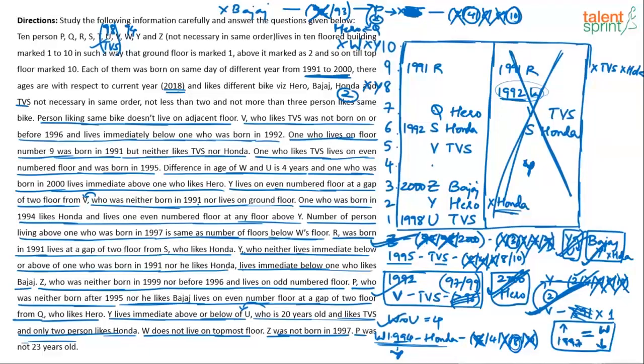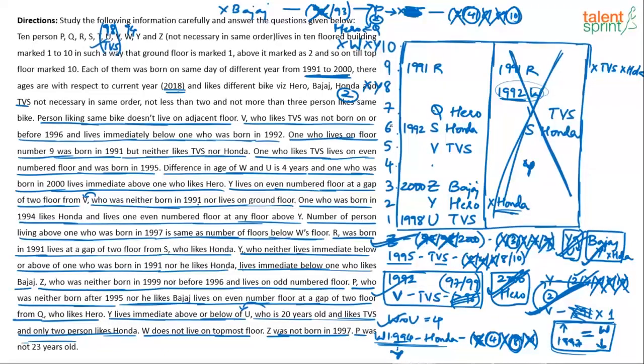Okay, now I think what I would want to try is this particular piece. W 1994 Honda. This is important. It can be 4th floor or 8th floor, we know, right? W can either be on 4th floor or 8th floor. Now, there is another piece of information with respect to W: the number of floors below W should be equal to the number of floors above 97. So, for example, if you take W on 4th floor, how many floors will be below W? 3 floors. So above 97 also there should be 3 floors, which means 97 should come for Q.